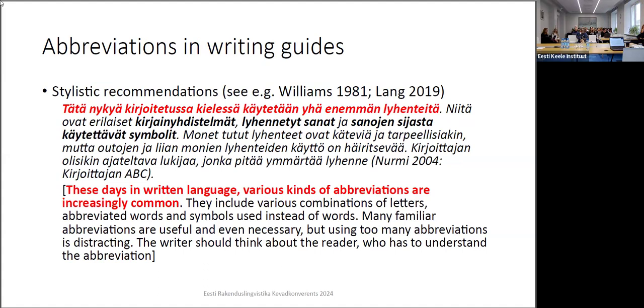If you look at manuals, recommendations, and style guides for language, this one is a Finnish one by Nurmi, 2004, called Kirjoittajan ABC, the writer's ABC. I'll read the English translation. These days in written language, various kinds of abbreviations are increasingly common. They include various combinations of letters, abbreviated words, and symbols used instead of words. Many familiar abbreviations are useful and even necessary, but using too many abbreviations is distracting. The writer should think about the reader who has to understand the abbreviation.